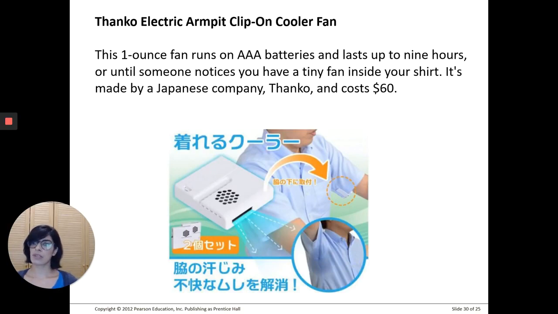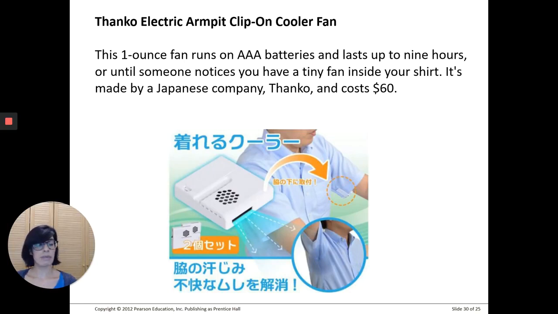The armpit cooler fan. Okay. This 1 ounce fan runs on AAA batteries and lasts up to 9 hours, or until somebody realizes you have a very tiny fan inside your shirt. It is made by a Japanese company, Fanco, and costs $60. And the idea is that it keeps your armpits cool in the summer.